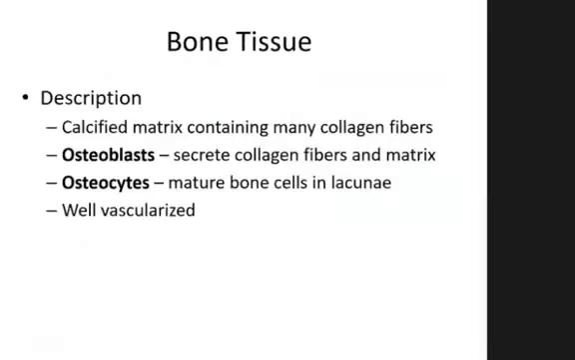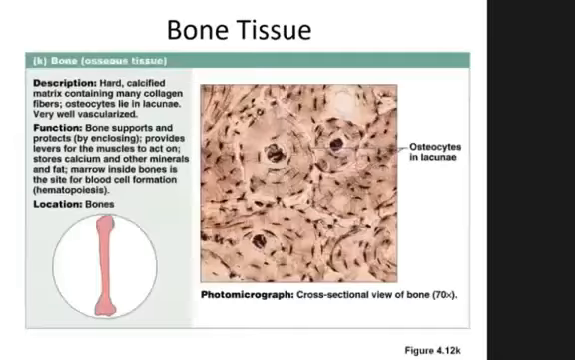Now, the bone tissue, it has what you call osteoblasts and osteocytes located there, and the mature cells are called osteocytes. They live in lacunae. And then the osteoblasts, they secrete collagen fibers and matrix. Okay, that's what the osteoblast does. And this is how it should look like on bone.